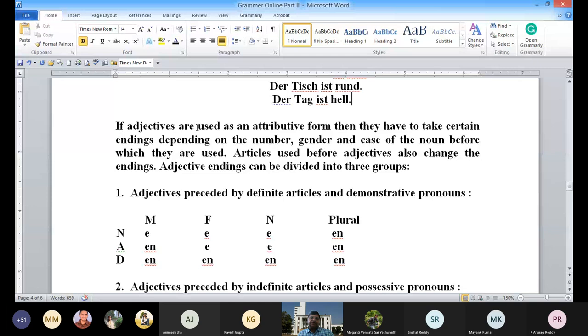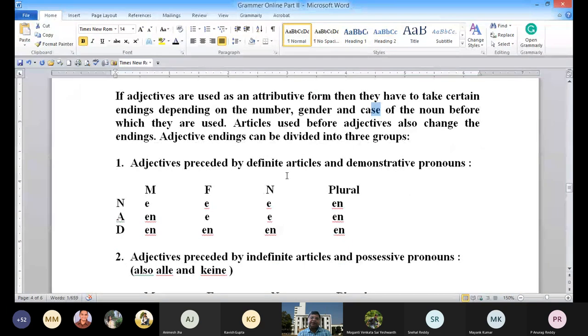If the adjectives are used in the attributive form, then they have to take certain endings depending on the number, gender, and case of the noun before which they are used. Number means singular, plural; gender, masculine, feminine, neuter; and case means nominative, accusative, and dative. Articles used means definite article, indefinite article, and no article. These are the three categories. So articles used before adjectives also change the endings. Adjective endings can be divided into three groups. So just like prepositions, again you'll find three groups.